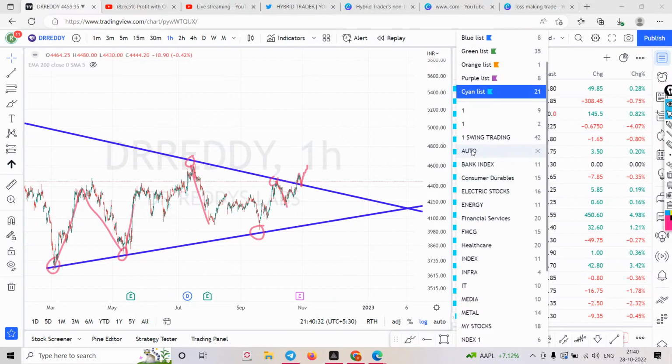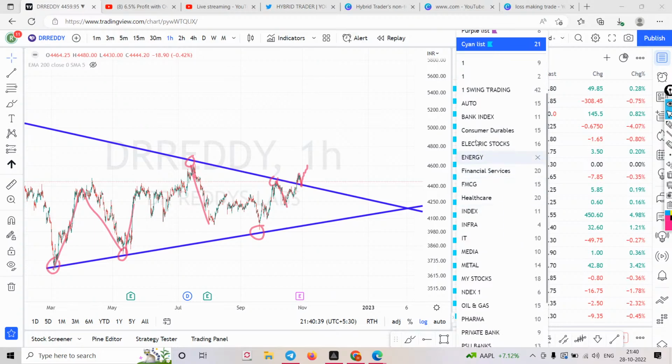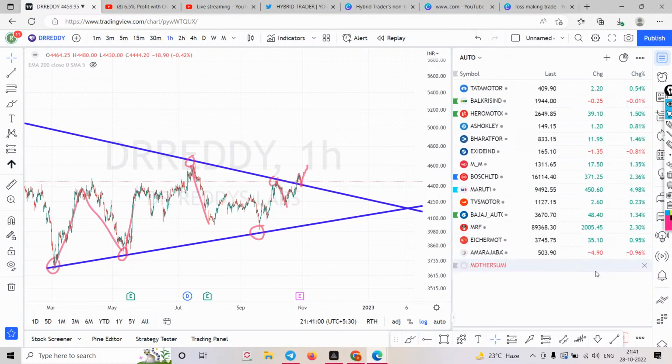See, I have auto sector, I have energy sector. You see this count, 11, 15, 16. These are all the stocks we have in auto, so I've just created a wish list for the auto sector. Whatever stocks we have in FMCG, I've created like 15 stocks. Similarly for infra, IT, media, metal, I've created all these sectors. Let me show you one example. If I want to go to auto, I'll just click on this auto sector. That's it. This will show me all my auto sector stocks.